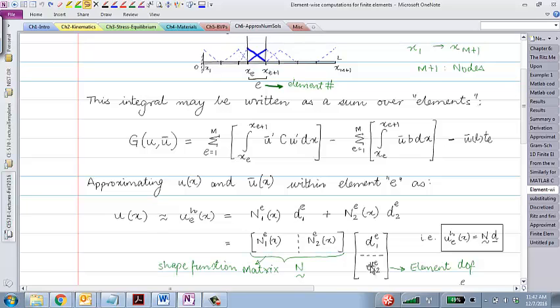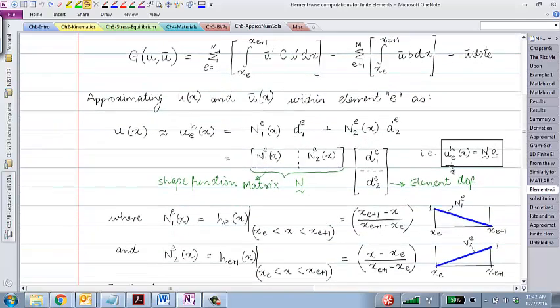times D1, D2. This is exactly the same approximation that we did with the Ritz method, the one that I showed you before. But all I'm doing is writing it slightly differently. So U is equal to some N matrix, which we usually call the shape function matrix, times D vector, which is the degrees of freedom vector associated with that element.